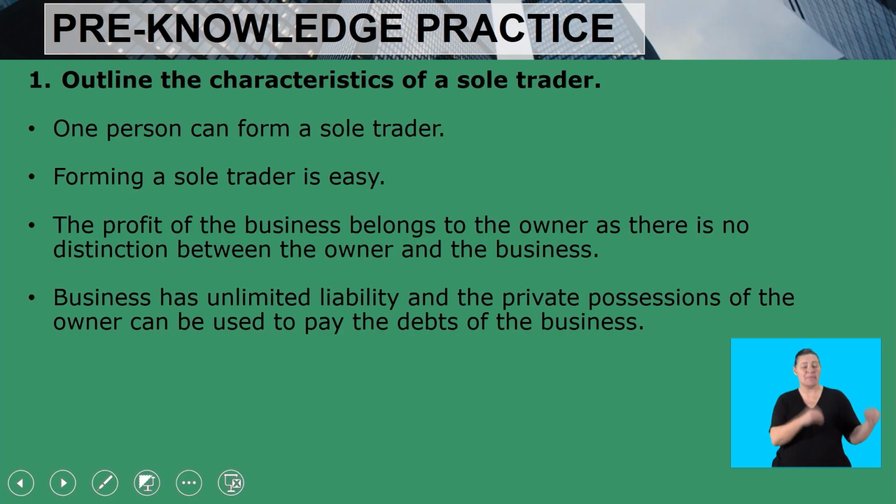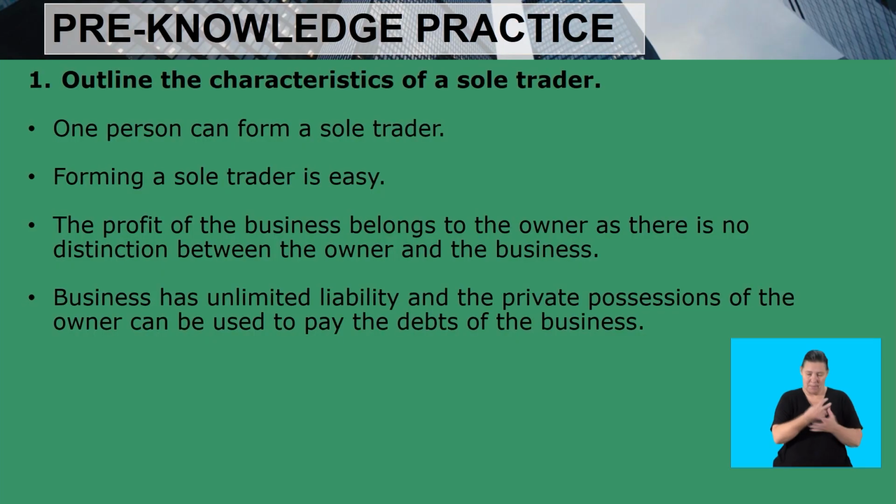The business has unlimited liability, and the private possessions of the owner can be used to pay the debts of the business. So since the business has unlimited liability, remember we said that the owner and the business are inseparable. So whatever debts the business has, it simply means that those debts belong to the owner. They can even take the personal possessions of the owner to pay for the debts of the business.